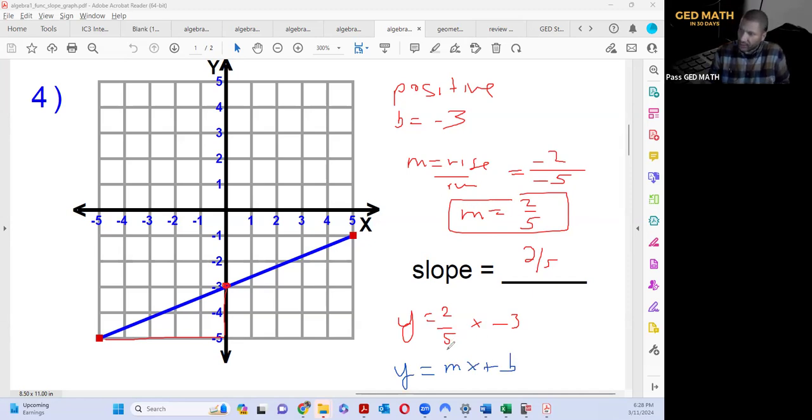So we just plug that 2/5 right there. We know what b is. B is -3. So we plug it right there. Very easy.